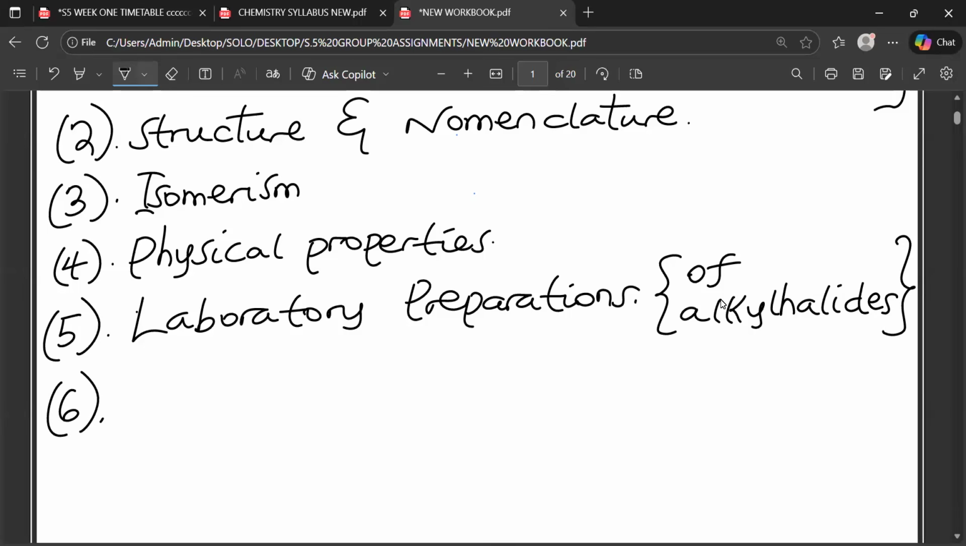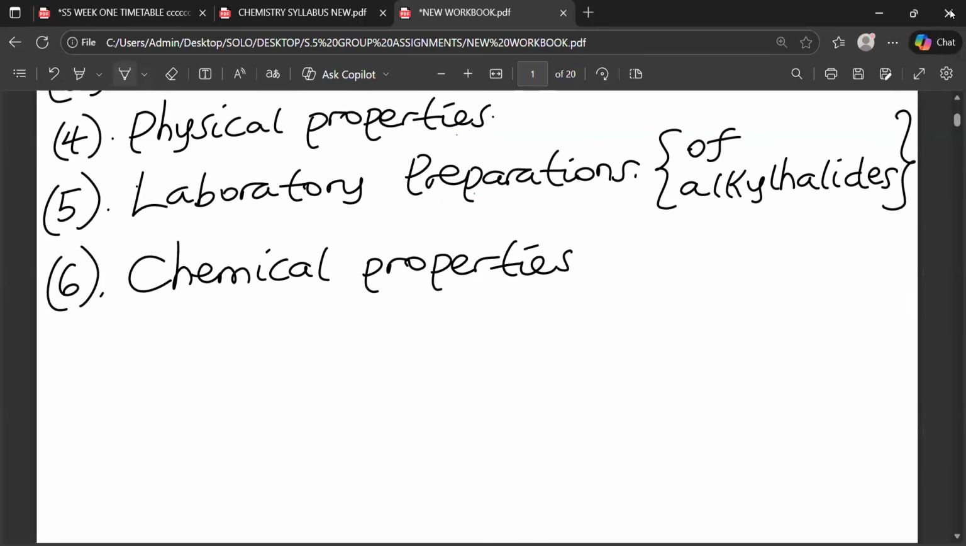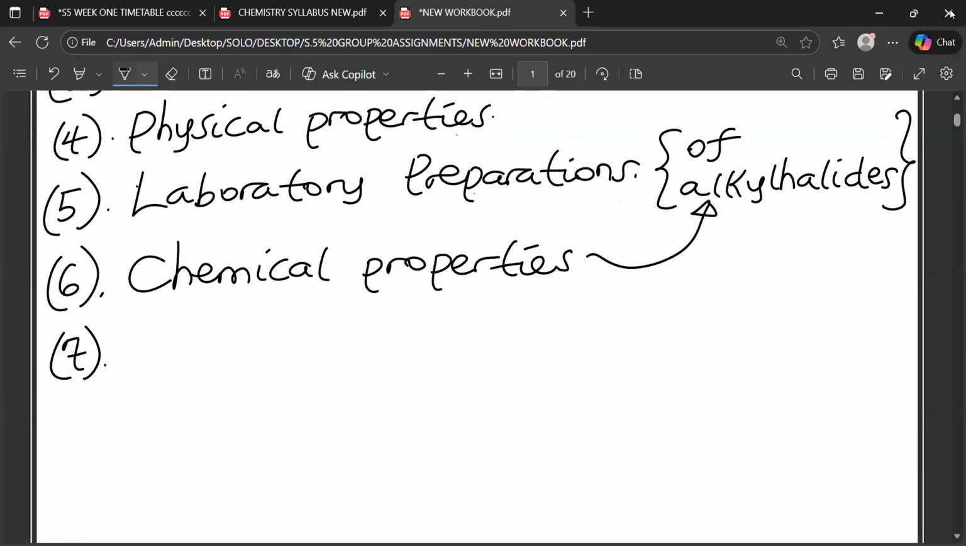Anyone who is telling me anything? Chemical properties, yes. After properties, what do we end with? After properties, what are those two things that come last? This would be chemical properties, of alkyl halides. So at the end, this is where we always look at the application, or what people call uses.